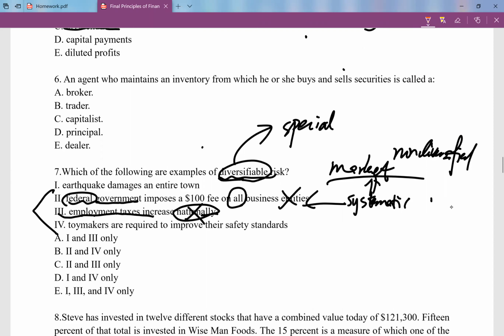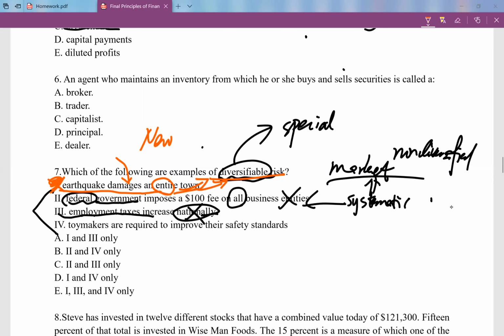Okay, you can see here, earthquake damage: the entire town, but not the whole country, only a small region. If you also have stock or investment in another region, for example, if the earthquake damaged the whole town in California, however you also invest in a business in New York or Pennsylvania, you will not have this risk take over your return, because this is only a small portion of your investment. So this can be diversified out if you allocate the money into different regions. This is diversifiable risk.